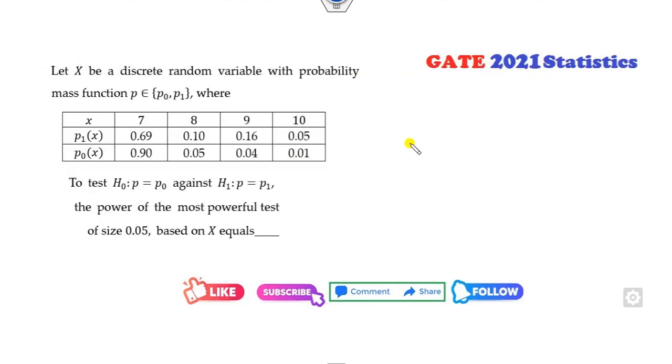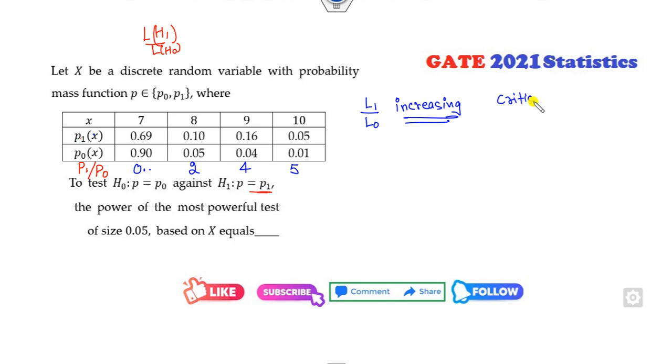Now you can see this is the discrete case. So again your target, again the critical region is not given. So find the LH1 over LH naught. H1 is P1, so I can define P1 divided by P naught. So it will be P1 over P naught. It is 0 point something, this is my 2, this is my 4, this is my 5. So you can see that LH1 over LH naught is increasing. So what I told you, whenever it is increasing, the critical region will be x is greater than c. If it is decreasing, then x is less than c.